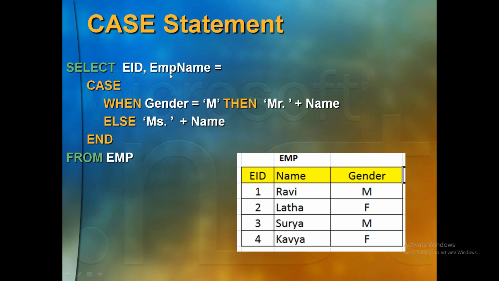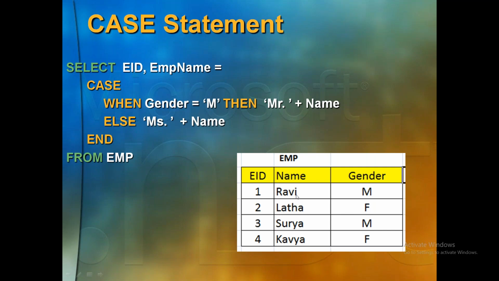Okay, what is the column name? The column name is employee name. If the gender equals male, you're going to be concatenating. This is concatenation, right? And this is a string, a constant value. Name is the column name. Name is what? Column name. So it will take Ravi and it will add Mr. because it is M. And for the next row, what will happen? It will take, if it is true, then Lata, it is going to add Miss Lata.